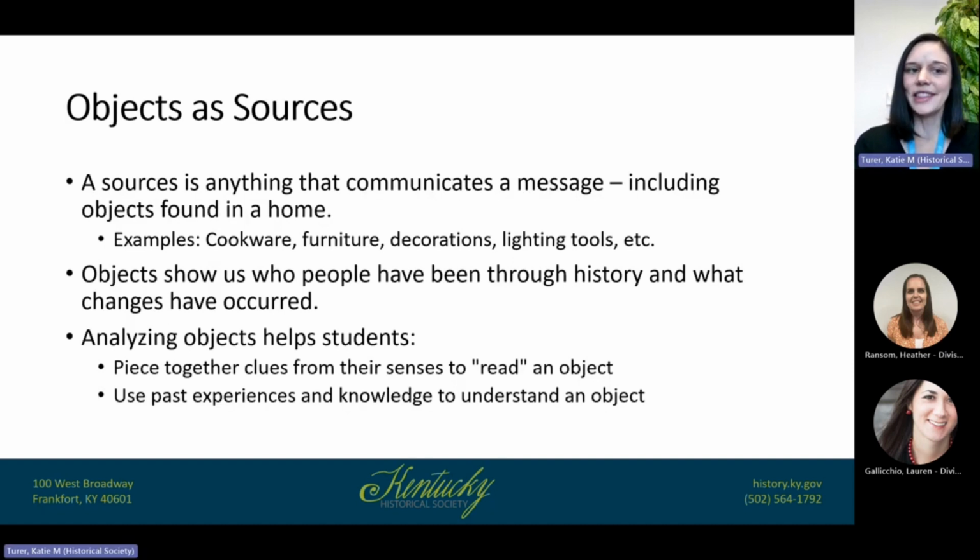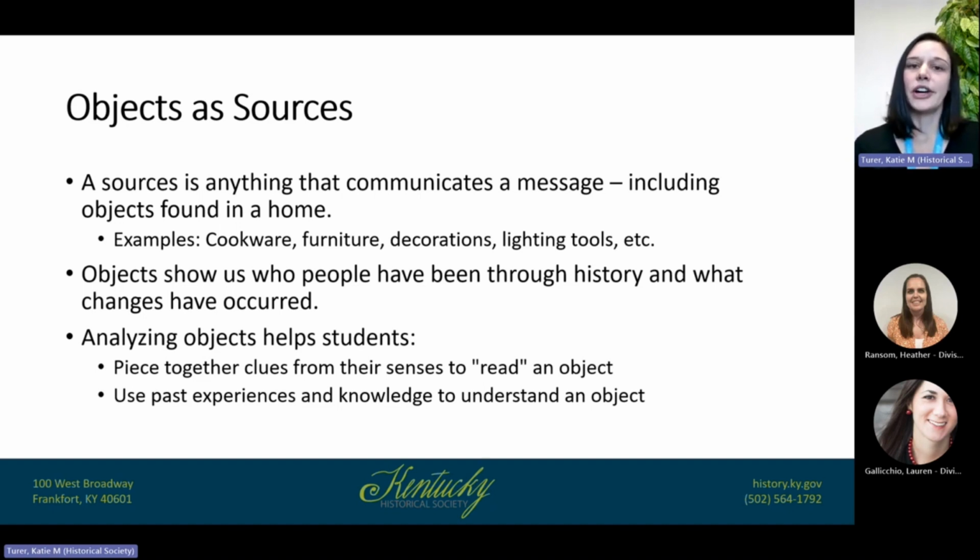Now, before we dive into the homes themselves and some of the information, I just wanted to spend a moment talking about objects as sources. I think a lot of the time we think about primary sources specifically as documents and letters and things that convey written information, even photographs, are very logical as primary sources, but as a museum, we rely on all of those items, plus objects and paintings and other things as well. So a source, just as a reminder, is anything that communicates a message.